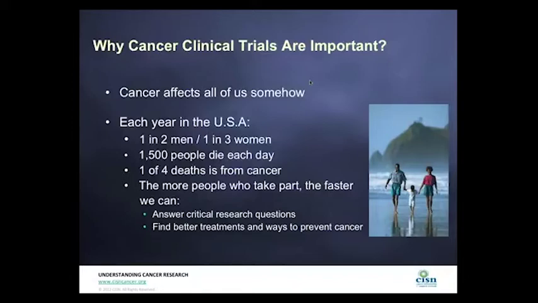So the more people who take part in a clinical trial, and the faster that accrual is, the better. Sometimes accrual takes 4, 5, 6 years. If we can get it down to 2 or 3 years for a new agent and get that out there way quicker, that's a good thing. That's a really good thing. So it asks critical research questions. All the new drugs, all the new surgery techniques, everything has to go through a clinical trial.